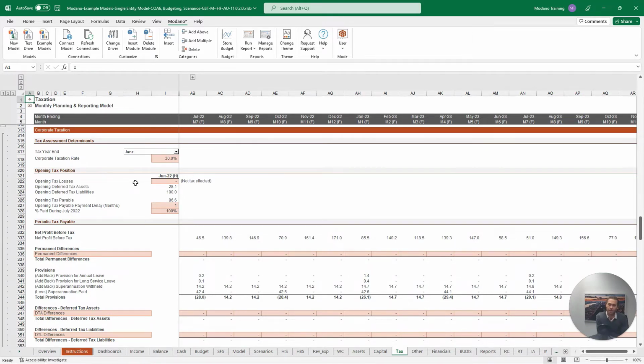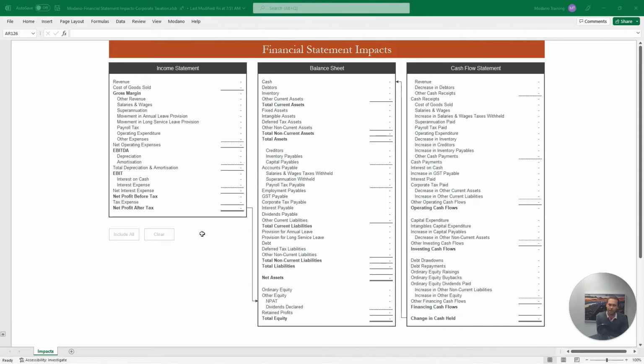In a perfect world, tax expense on the income statement would equal tax paid on the cash flow statement, and that would be the end of it. Tax expense would decrease net profit after tax on the income statement, which would decrease total equity on the balance sheet, and tax paid would decrease operating cash flows in the cash flow statement, which would decrease cash on the balance sheet and therefore total assets and net assets, thereby balancing the balance sheet.